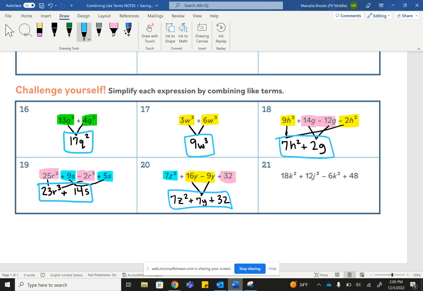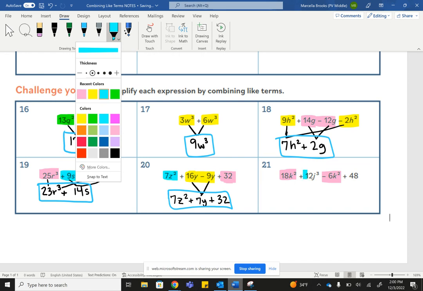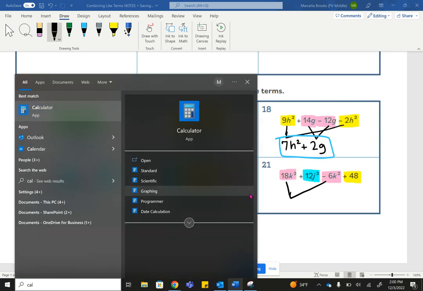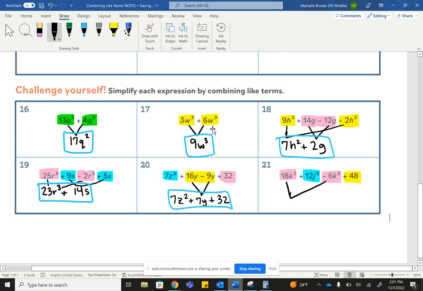And the last one is going to be very similar. We're doing 18k squared. We got this k squared, and then we have 12j cubed, and then we have a 48. So we do 18 minus 6. I'm going to use a calculator. I'm not too proud. It's 12. I knew that. So it's 12k squared. And then 12j cubed is just going to stay the same because I don't have anything to combine it with. And same thing for the 48.